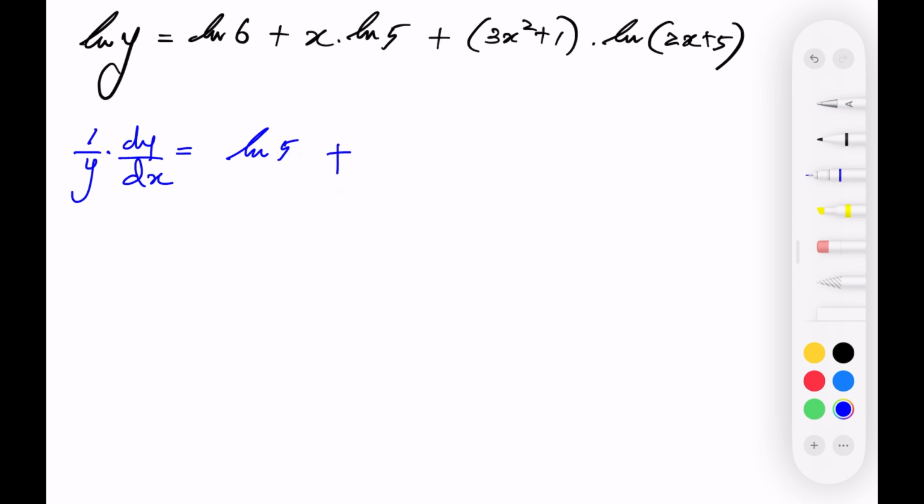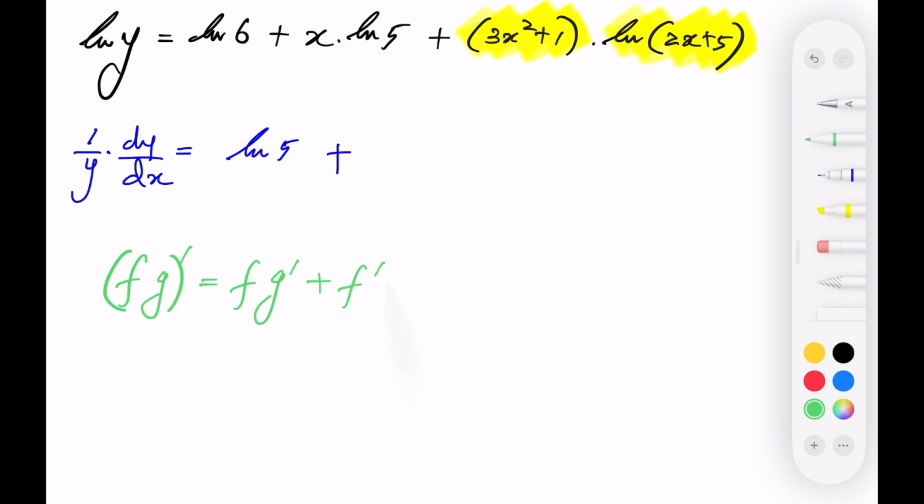That plus. Now I need to differentiate this part. It's very important that you see it as a product of two functions. The first function is 3x squared plus 1. The other function is natural logarithm 2x plus 5. We need to use the product rule and differentiate that part. So what's the product rule again? If I have to differentiate f times g, let me write it as prime, this is equal to f g prime plus f prime g.